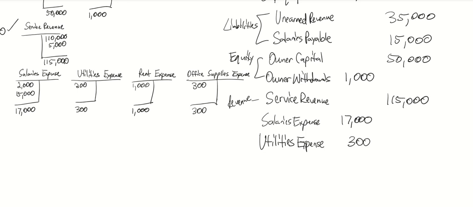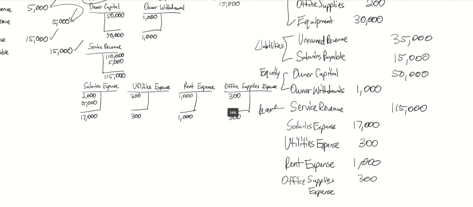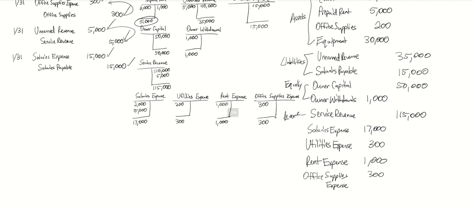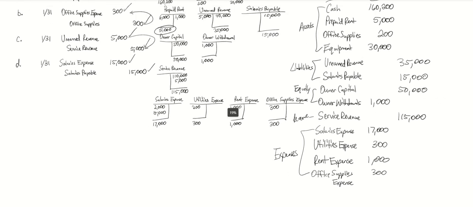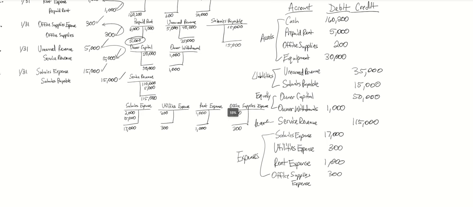All right, utilities expense, $300. Rent expense is $1,000, and then office supplies expense. I can tell my computer's overheating. All right, $300 debit balance. So these are our expenses. Now, the moment of truth. I'm going to sum up the debit column and the credit column. And they do need to balance. They need to match each other.